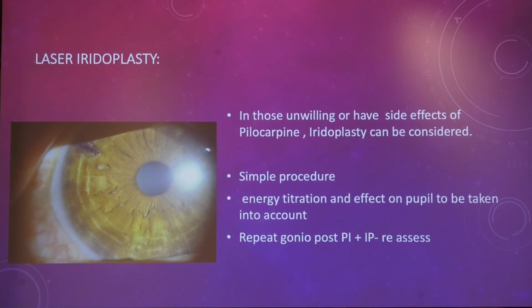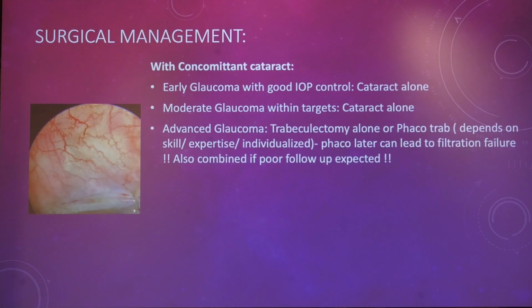Laser iridoplasty is something that we should know. In those unwilling or having side effects of pilocarpine, iridoplasty can be considered in cases of plateau iris or thick peripheral iris rolls. It is a simple procedure; energy titration and effect on pupil are to be taken into account. It should be told to the patient in no uncertain terms that it can distort the pupil to some extent. And you repeat the gonio post-PI and post-iridoplasty and reassess the cases. Again, don't assume angle opening.